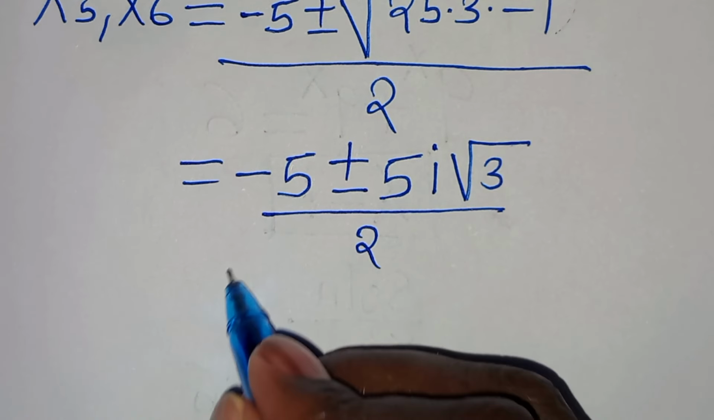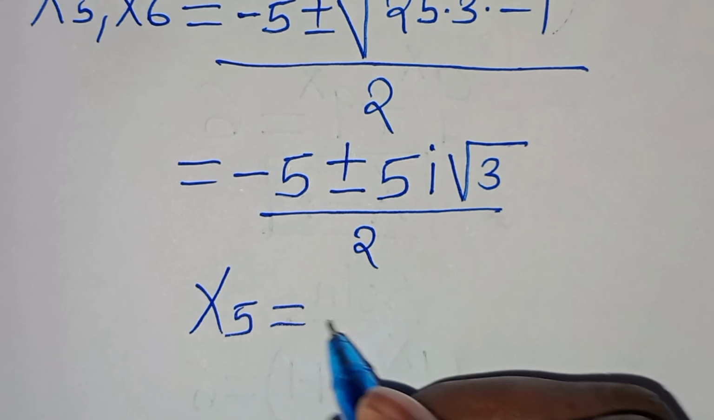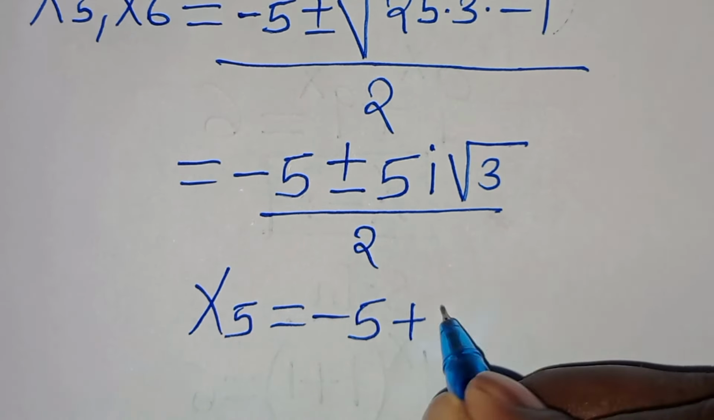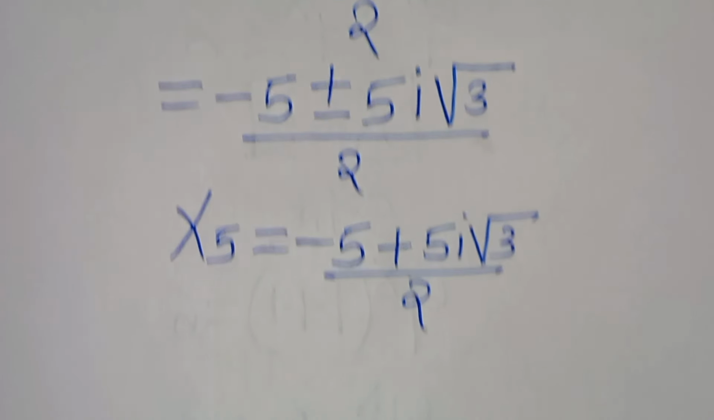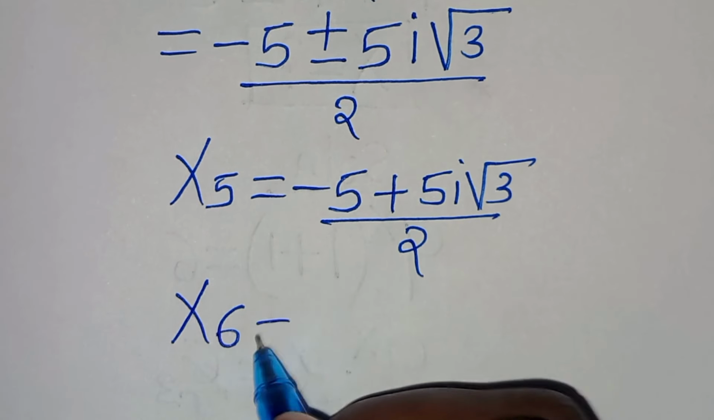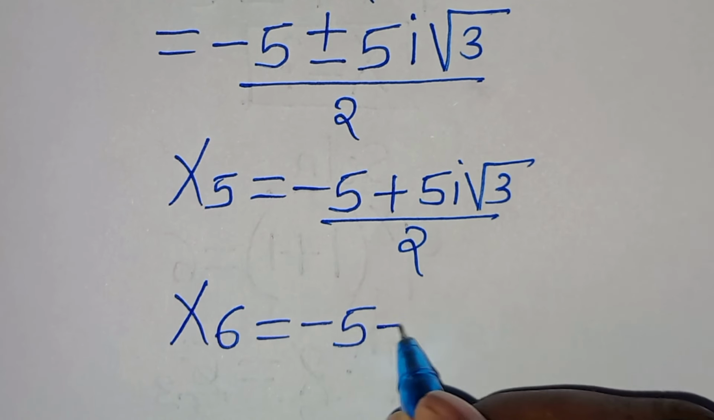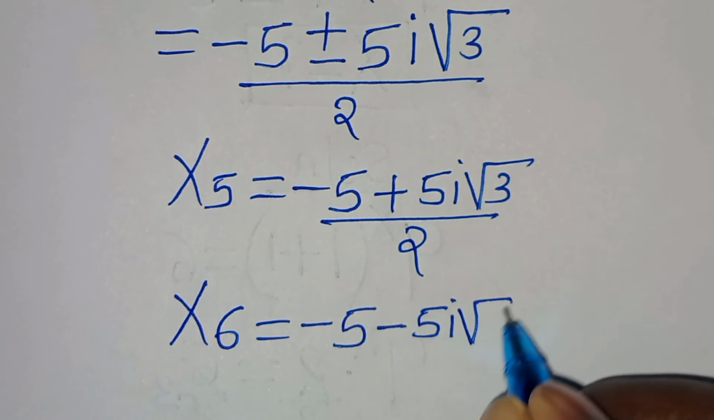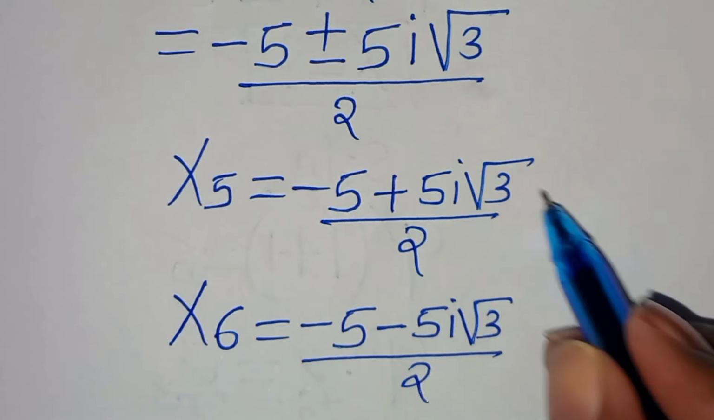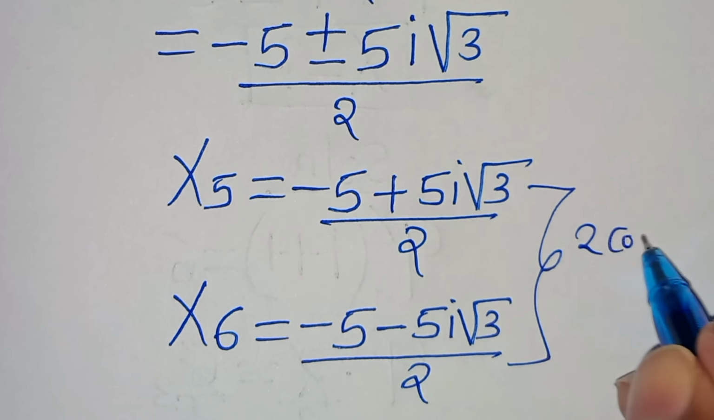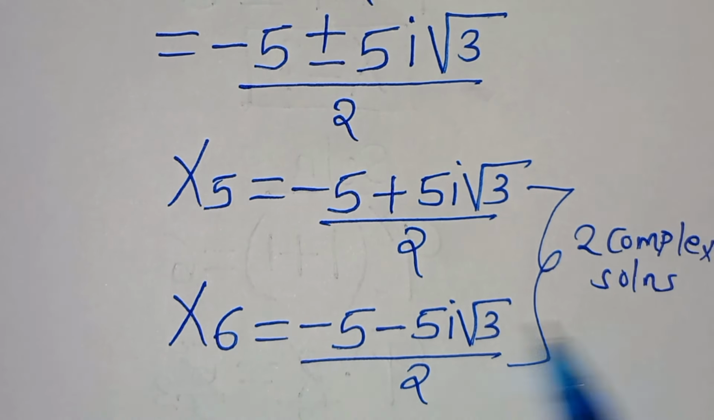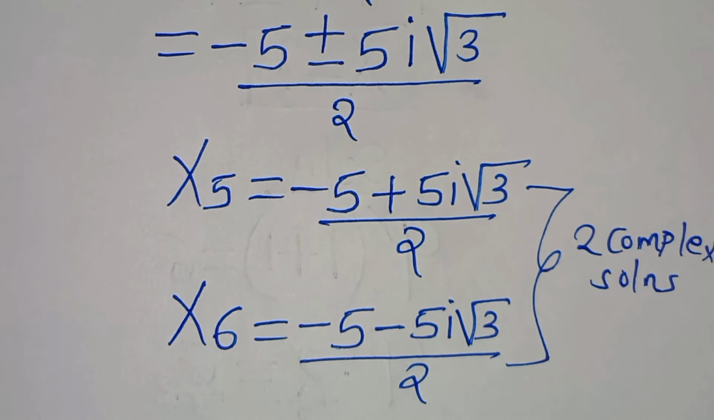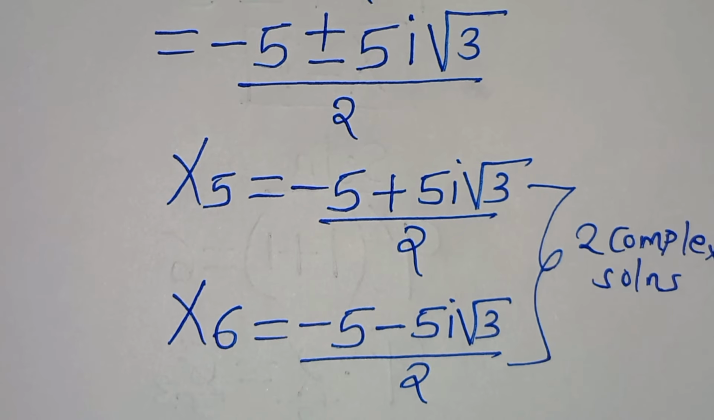So this implies that x5 is equal to minus 5 plus 5i square root of 3 over 2. And we have that x6 is equal to minus 5 subtract 5i square root of 3 over 2. Now, these are two complex solutions under case 2. So this totals to 6 solutions: 2 real solutions and 4 complex solutions.